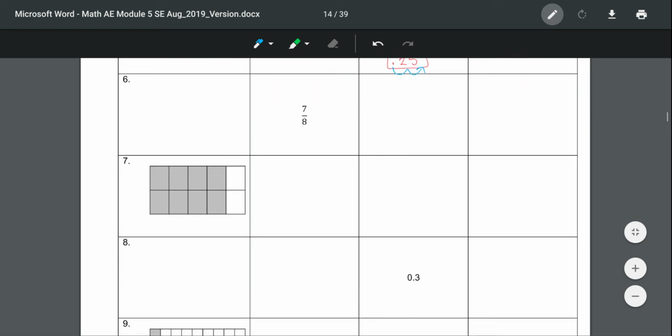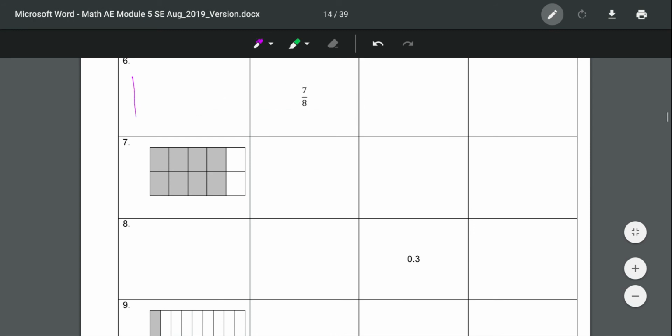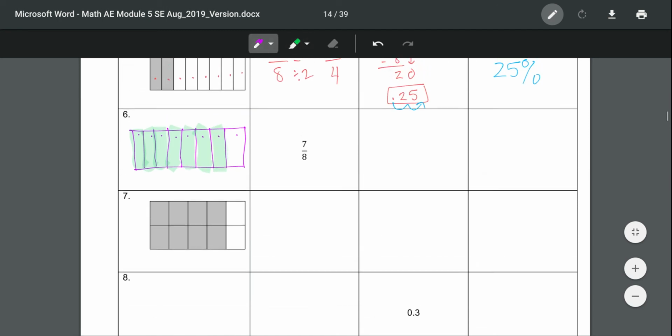For number 6, you have 7/8. So draw your bar model. Draw a rectangle, and you want to break it up into 8 parts. So I'm going to split this in half, and then each half in half again, and each half in half as well. So I should have 1, 2, 3, 4, 5, 6, 7, 8 pieces, and I want to shade in 7 of those pieces. 7 out of the 8 pieces I shade in. Okay, so that would be the equivalent of 7/8 as a bar model.